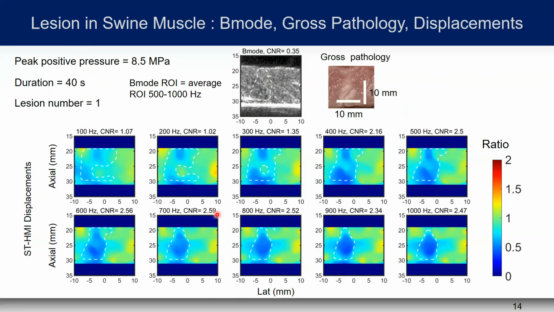So this result suggests that without a priori knowledge of the lesion, we can use this kind of multi-frequency acquisition to collect all the frequencies from 100 to 1000 Hz in a single acquisition. Then we can use it to detect different size lesions.